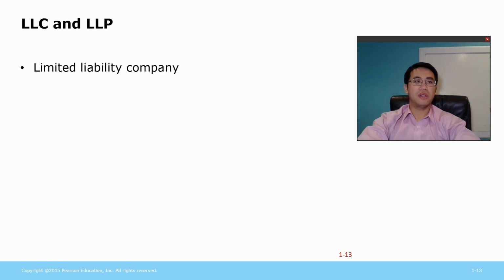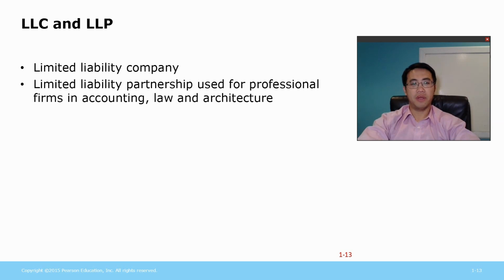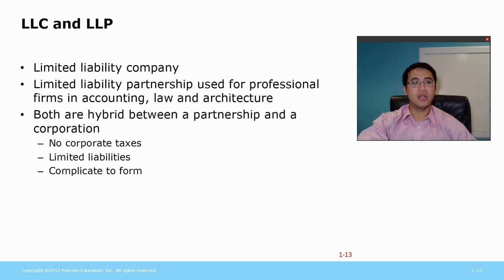And we also have these forms of businesses that are called a limited liability company and a limited liability partnership. These forms of businesses usually have smaller size, and they are more common in the accounting, law, and architecture industries. So they take pretty delicate forms, and they're hard to establish. Okay, so these are like a hybrid between a partnership and a corporation, and enjoy the benefits of both sides. They don't pay corporate tax, so there's no double taxation. They have limited liabilities, and the ownership can be transferred.